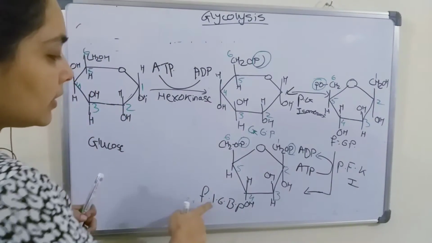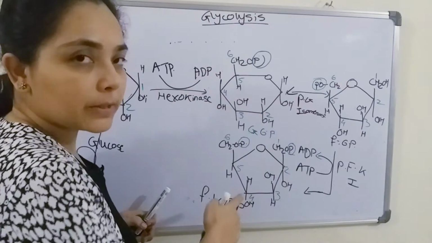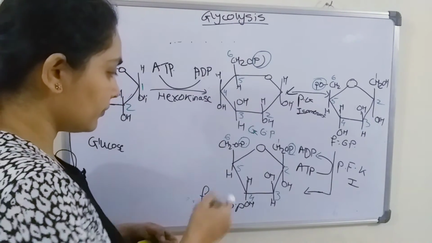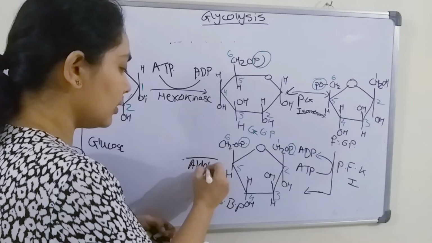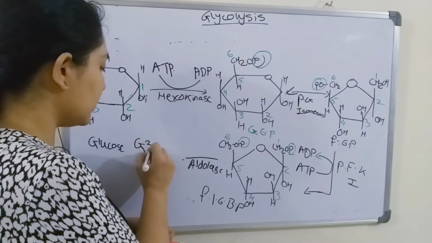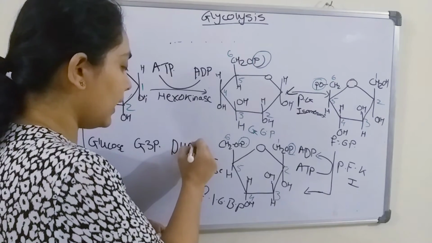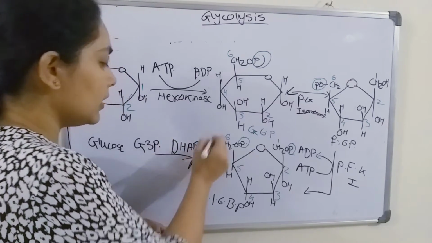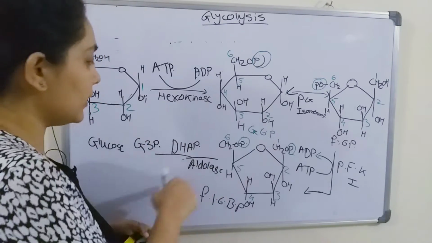So next, this fructose 1,6-bisphosphate will break in the presence of the enzyme aldolase, and we will get two 3 carbon compounds, that is glyceraldehyde 3-phosphate and dihydroxyacetone phosphate. So let us see the structure of this now. Okay, I hope everything is clear.